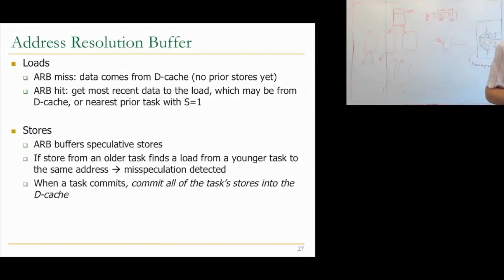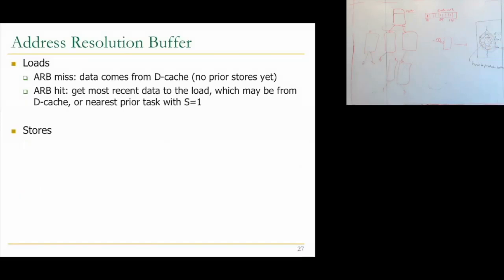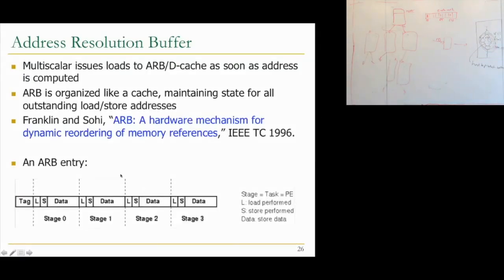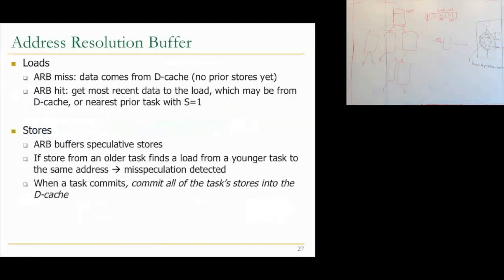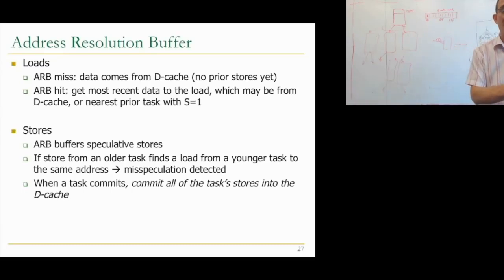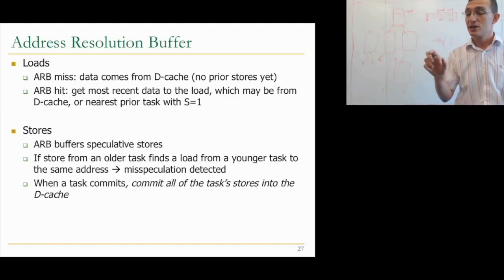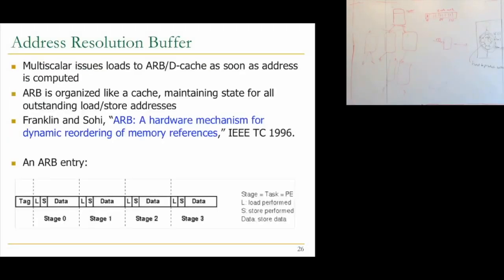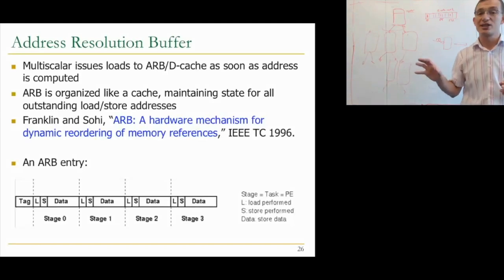On the other hand, when the load instruction loads the data, it sets its load bit to 1 over here, such that if a later task comes and stores, it can detect that violation, right? Okay. Stores: the ARB buffers speculative stores. If there's a store from an older task, when it does a store, it searches the entry of the ARB, because this is the same cache block. It searches to find any later tasks that may potentially have loaded this value, right?